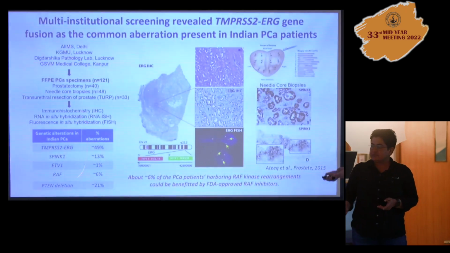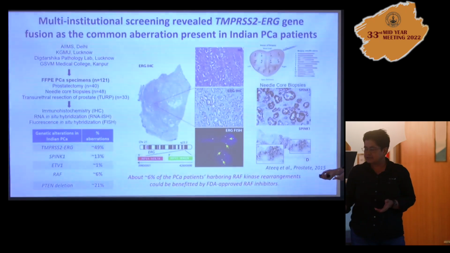When we summarized the data, we found that in northern India, 49% of patients harbor the TMPRSS2-ERG genetic rearrangement. SPINK1 is similar to other Caucasian cohorts. ETS genetic rearrangement, which is 2% in Caucasians, was 6% in northern India.